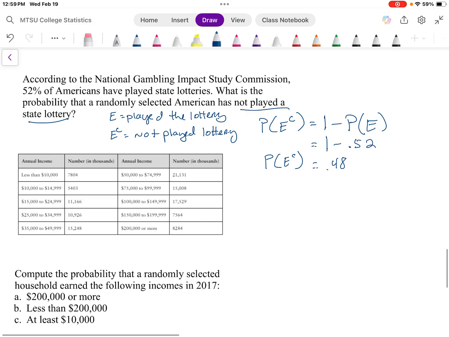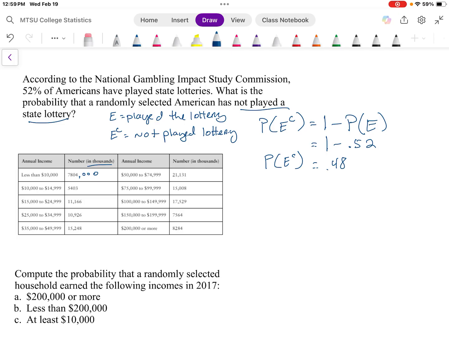Last question in the video here. Again, we have to get some totals in order to figure out what we're doing. Once you find a total, you could go through and find the individual probabilities for each of those. They did tell us this one is in thousands. So for each one of these numbers we would put three zeros after, to let us know how many households or people earn that amount of money. So there's roughly 7,804,000 people that make less than $10,000 and so forth.